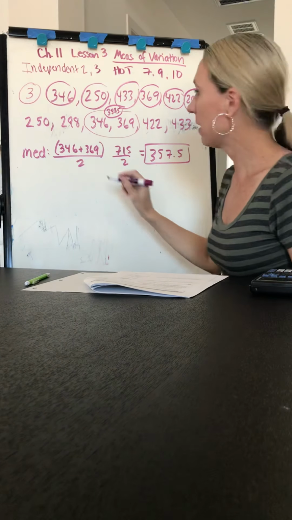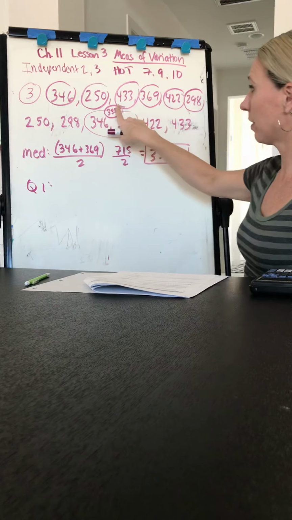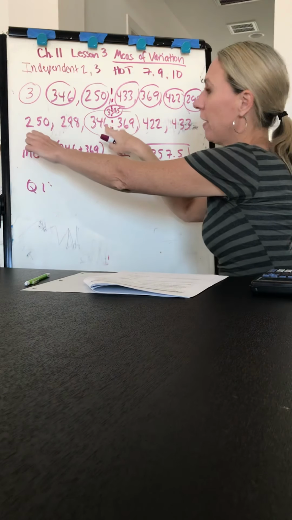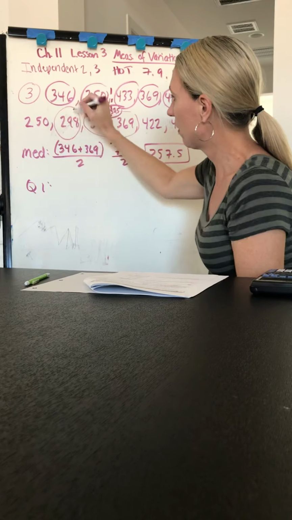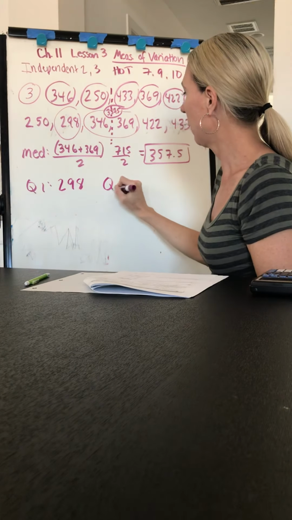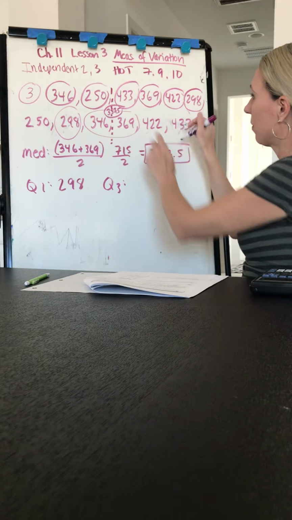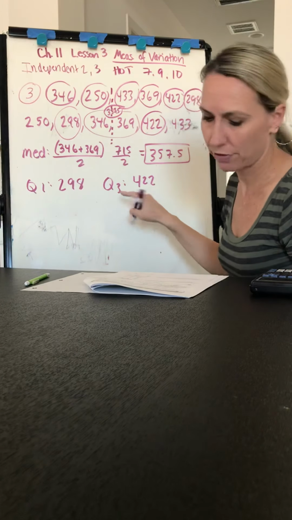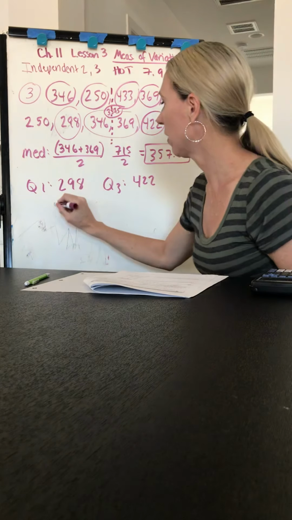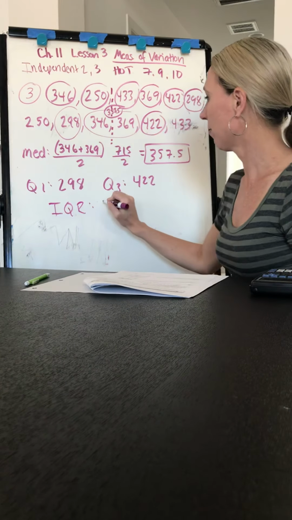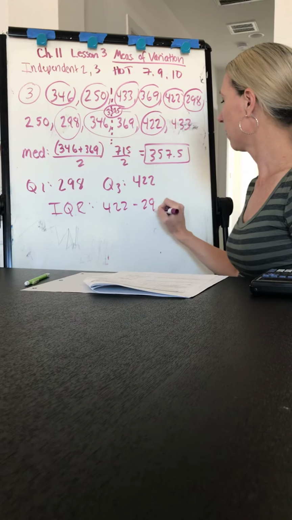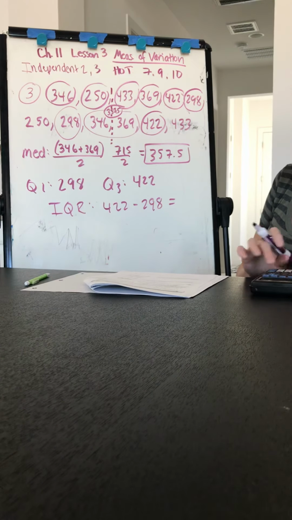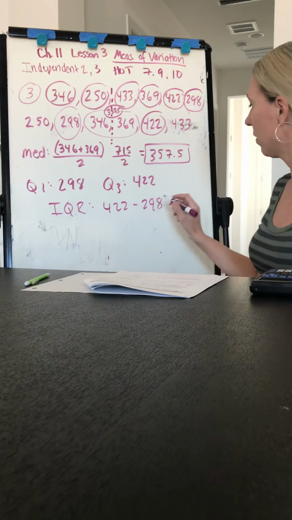Then we need to find quartile 1. We're not going to look at our median, but here's the line right here. Then we find the median of the lower half, which is 298, and the median of the upper half, which is 422. So there's quartile 1 and quartile 3, and then the last one is the interquartile range, IQR. We take Q3, which is 422, and subtract 298, and you get 124.